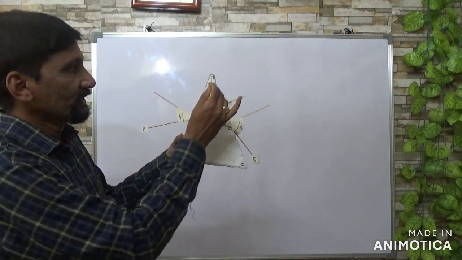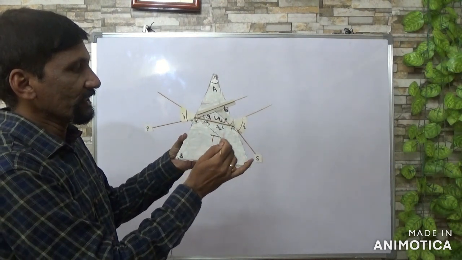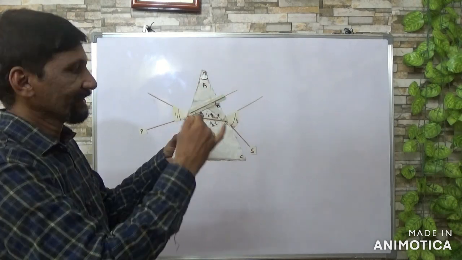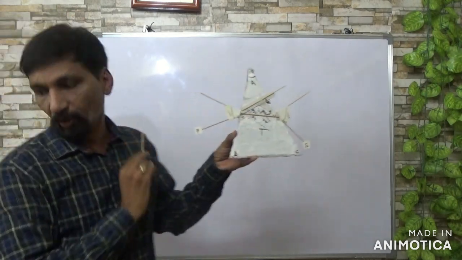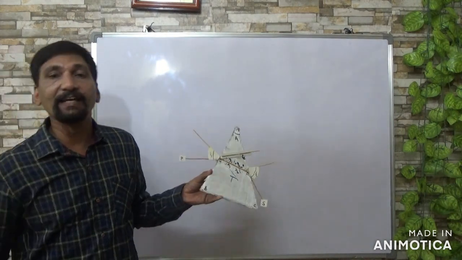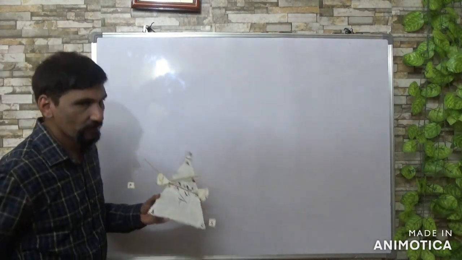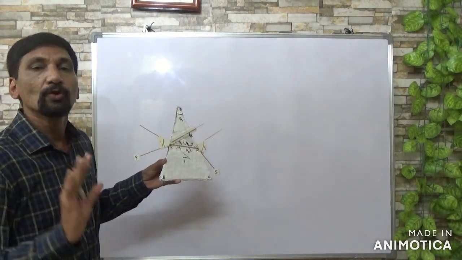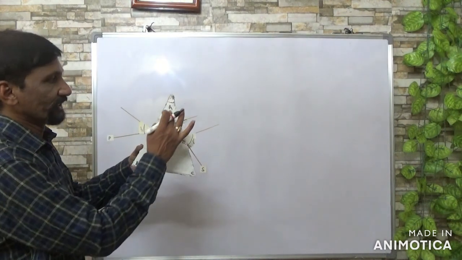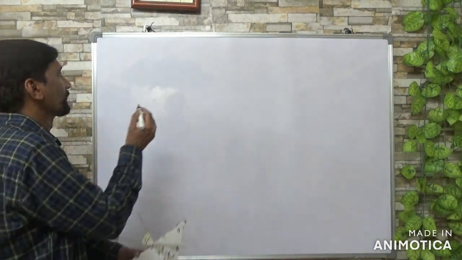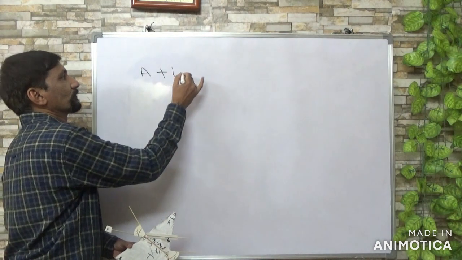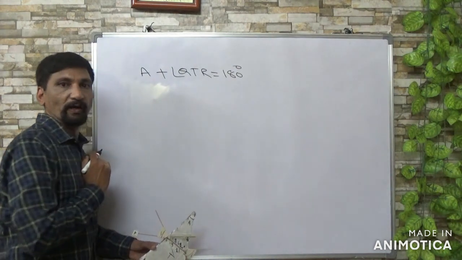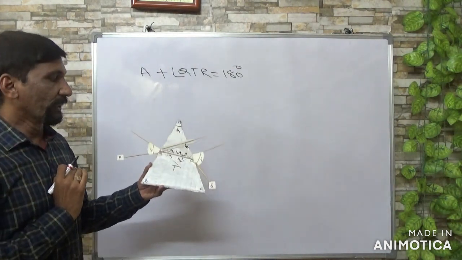Now if you notice, AQTR is a cyclic quadrilateral. In any cyclic quadrilateral, the sum of the opposite angles is always equal to 180 degrees. So that is why A plus QTR equals 180 degrees.